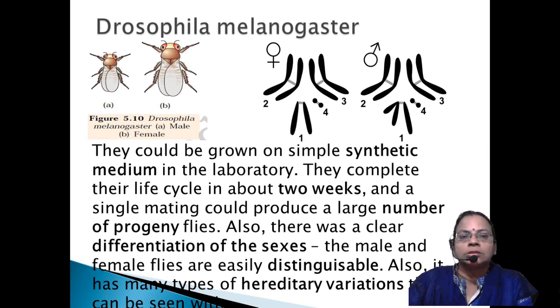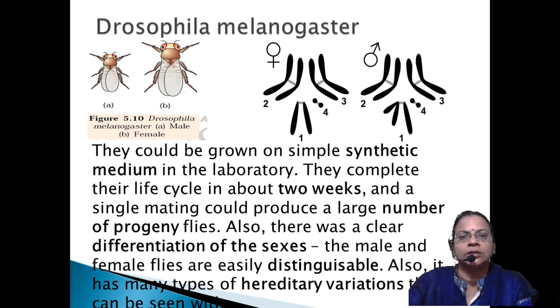and female is larger. Then they can be grown in a very cheap medium. That is either vegetable waste, potato peel or banana peel in a small bottle. That is enough for them to culture. So very limited space and a cheap nutrient medium. Many generations within a short time. One generation will take only 2 weeks. So many generations within a short span of time can be studied.